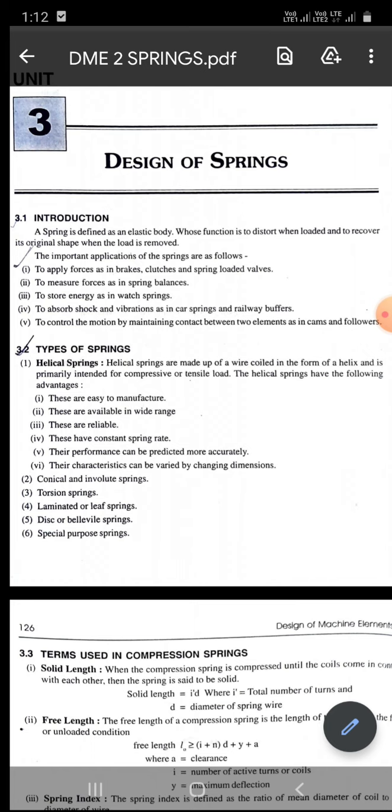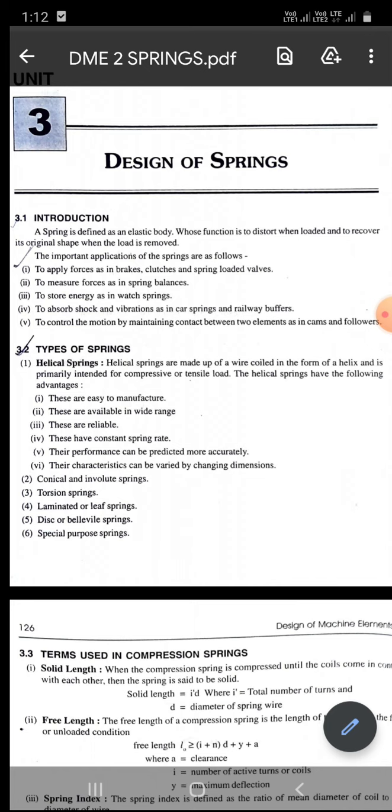First, these are easy to manufacture. Second, these are available in a wide range. Third, these are reliable. Fourth, these have constant spring rate. Fifth, the performance can be predicted more accurately. Sixth, the characteristics can be varied by changing the dimensions.